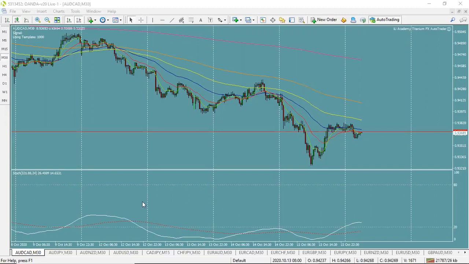Now, we're going to start here on the Aussie CAD. We'll start at the beginning. We're looking at the Aussie CAD on the 30-minute chart. We have trend to the downside. We did have trend to the downside yesterday as well when we were speaking. So now we've got trend to the downside, but we see that the rate had pushed up to the 50, didn't get quite too far over the 50.